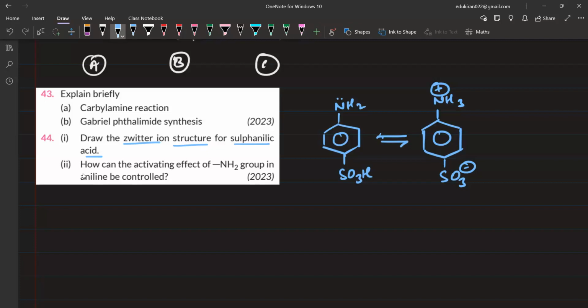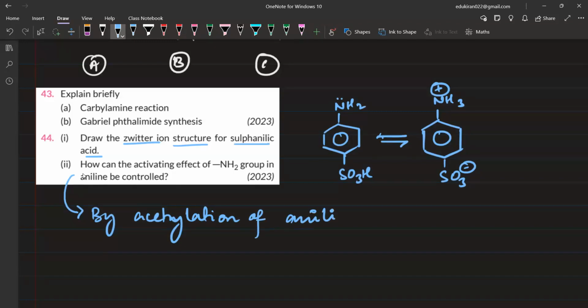Now, how can the activating effect of the NH2 group in aniline be controlled? Simple answer is by acetylation of aniline.